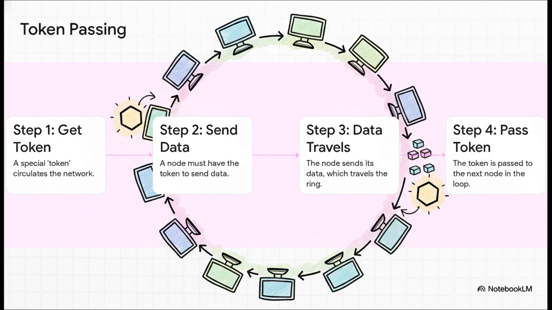So how does a ring network avoid total chaos? Well, it uses this really clever system called token passing. A special data packet, the token, is always circulating around the ring. A computer can only send data if it's holding the token. Once it's done, it just passes the token to its neighbor. It's a very organized, orderly way to manage communication.